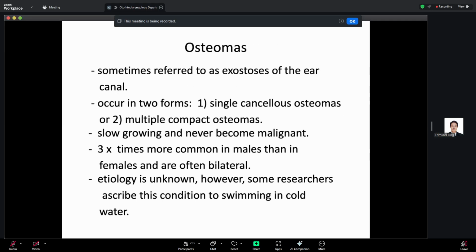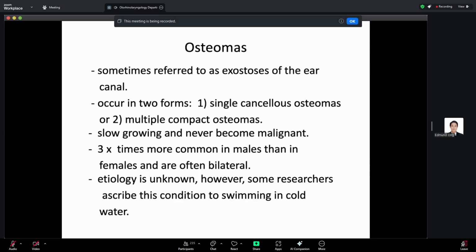Now, osteoma. We need to discuss osteoma compared to exostosis. Just remember this: exostosis is usually multiple, usually bilateral. It is associated with swimming in cold waters, as compared to osteomas.